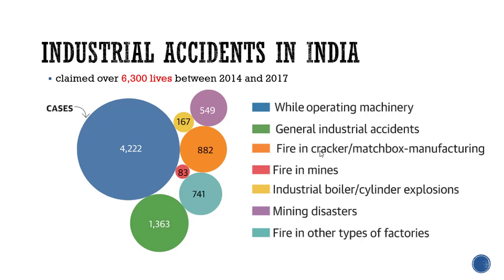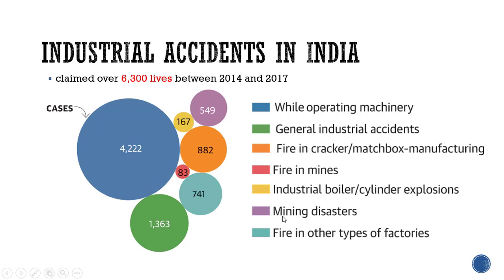Okay, and the next major one is fire in mines. In the mining industry, most of the time it may happen. Okay, and then the next one is industrial boiler and cylinder explosion. Recently we also heard about the boiler explosion in NLC. So this is a frequent incident, the explosion of boiler and cylinder.